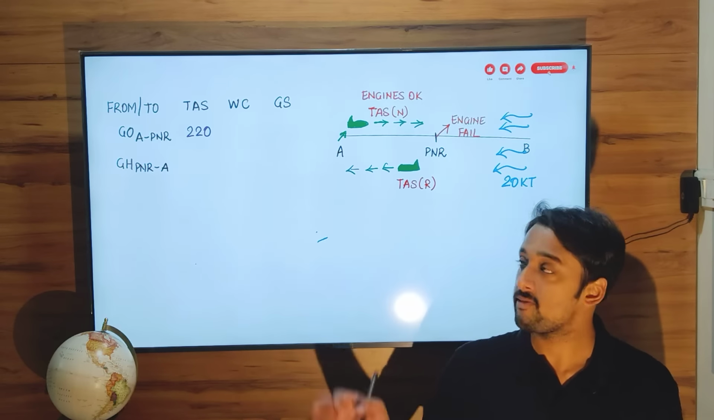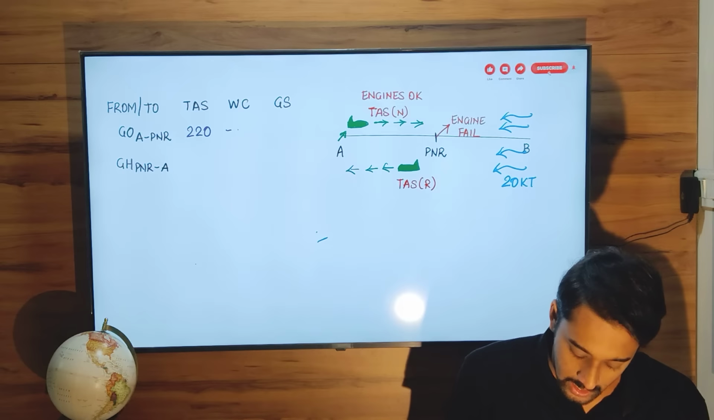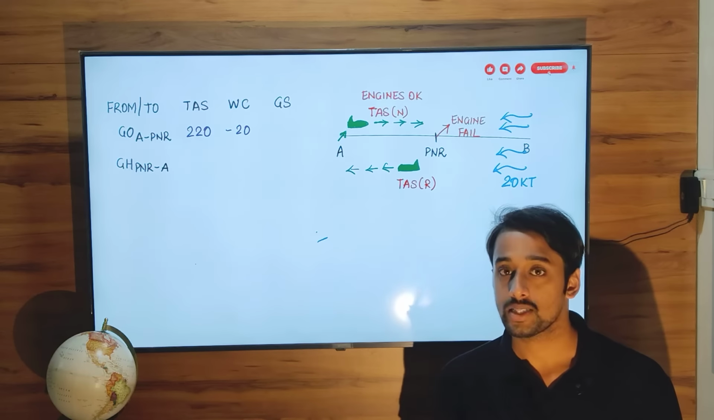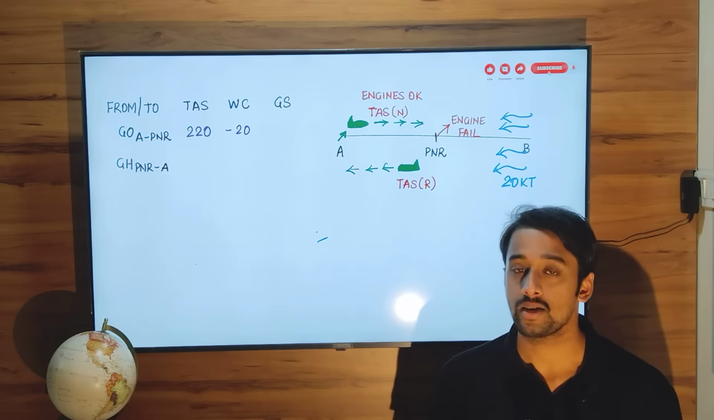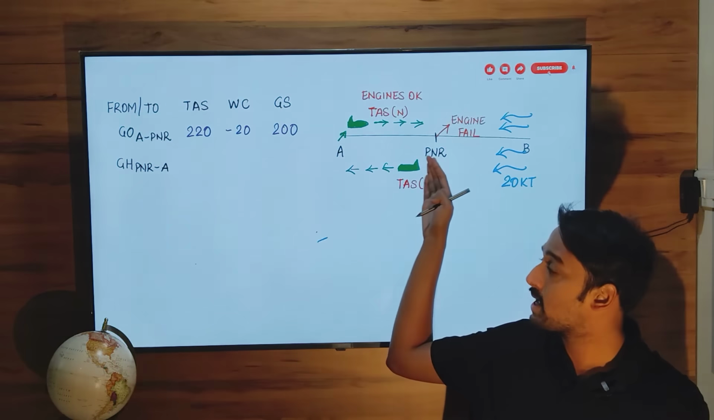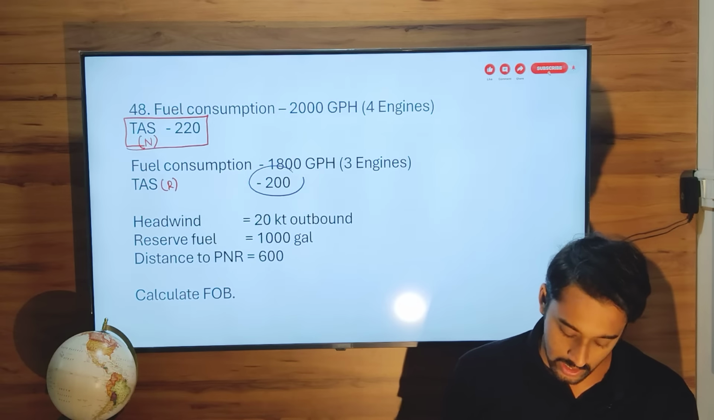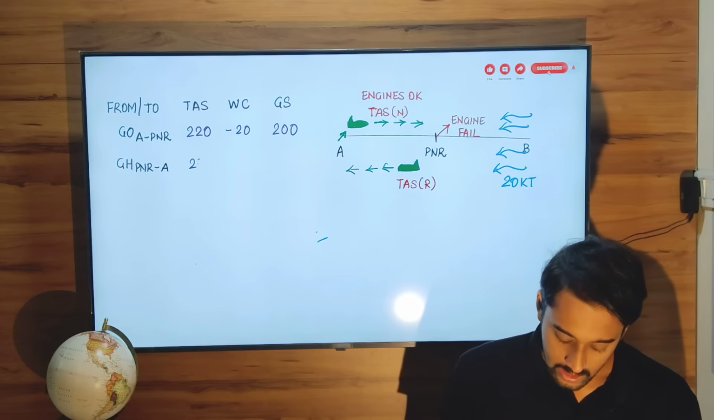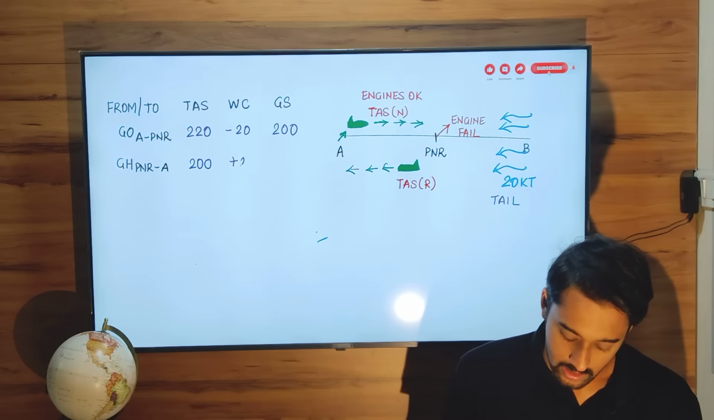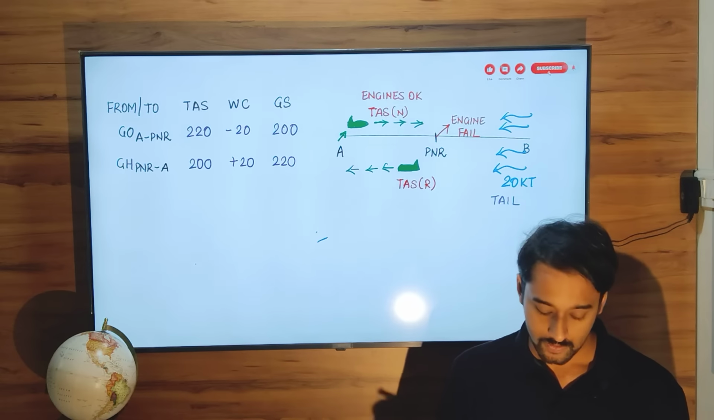What is the wind component when going outbound? The wind component is a headwind of 20 knots. So minus 20. So 220 minus 20, when you subtract 20 from true airspeed, you get the ground speed. So 200 knots. Now coming back from PNR to A, you are flying at a reduced TAS. Reduced TAS is how much? 200. And coming back, you are getting a tailwind. So plus 20. So coming back, you are going to come back at a speed of 220 knots.